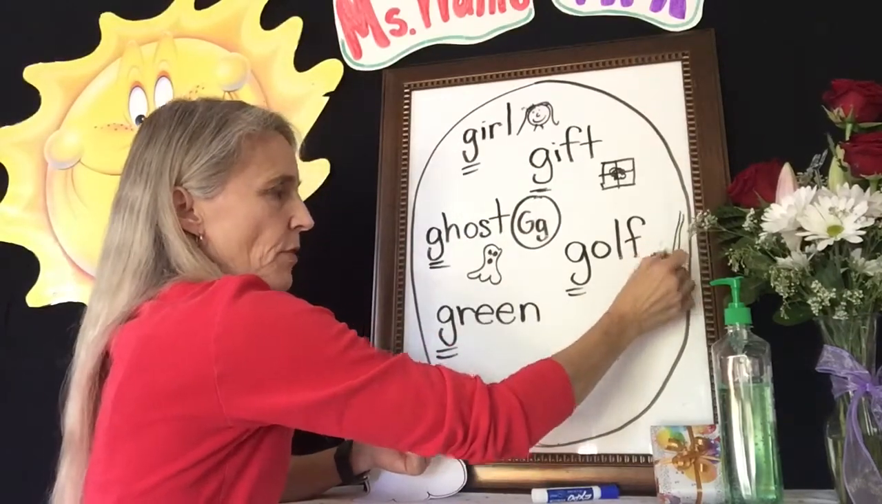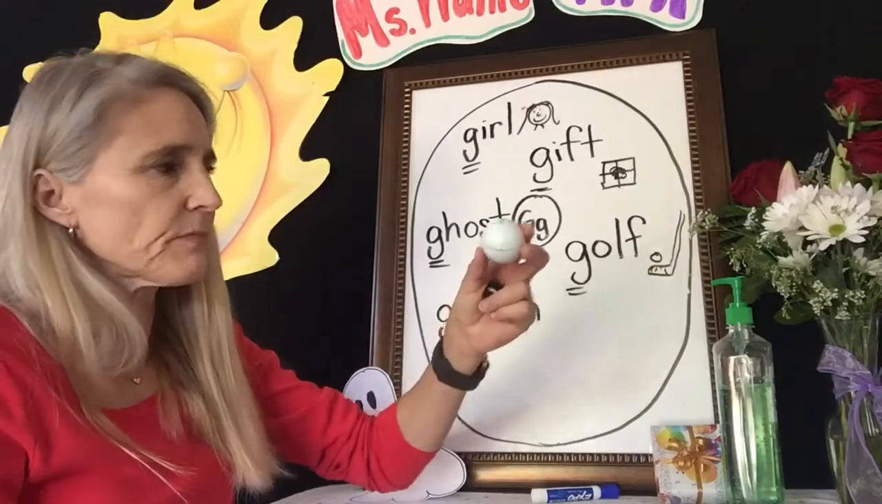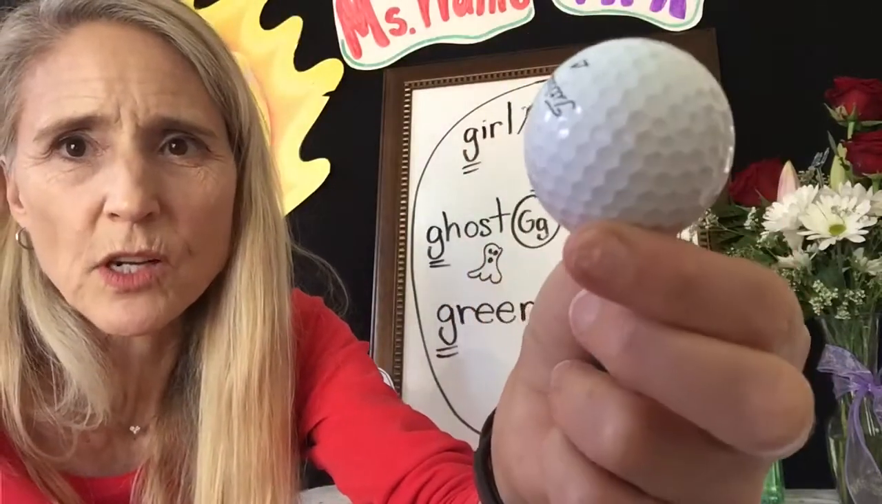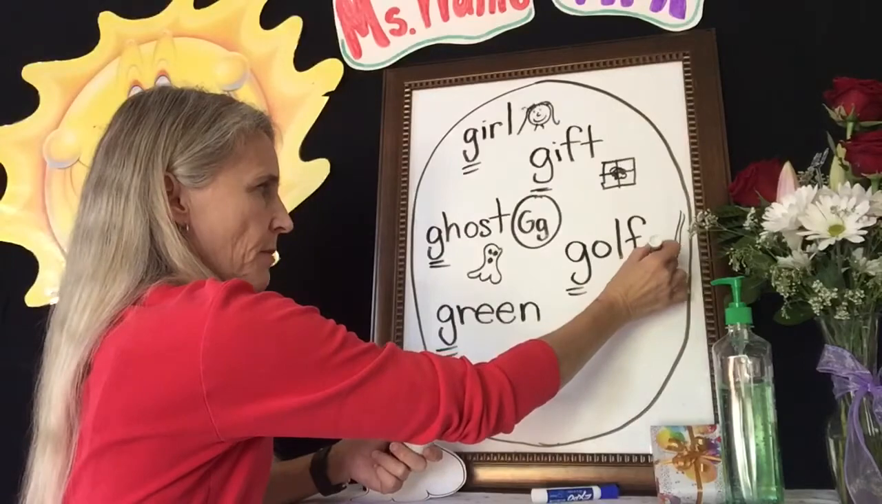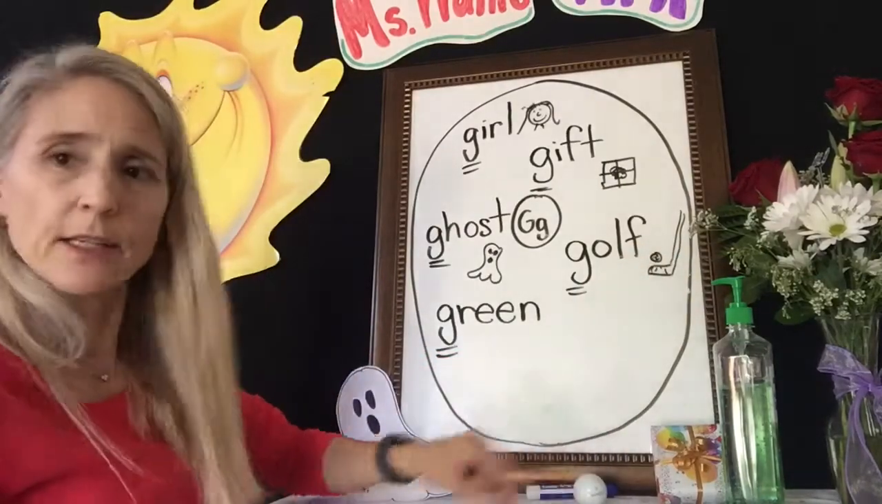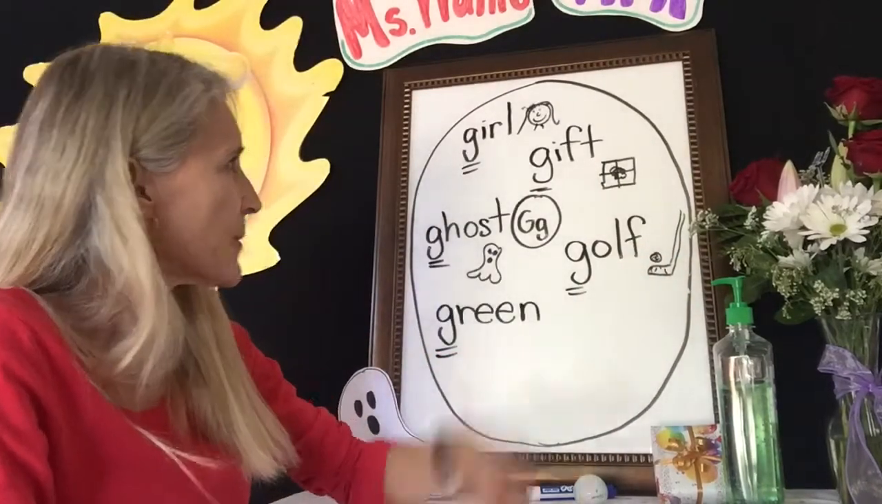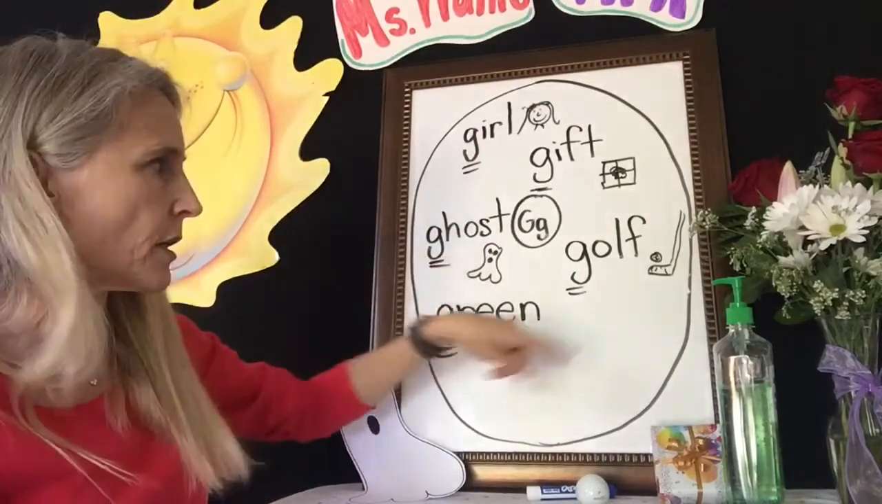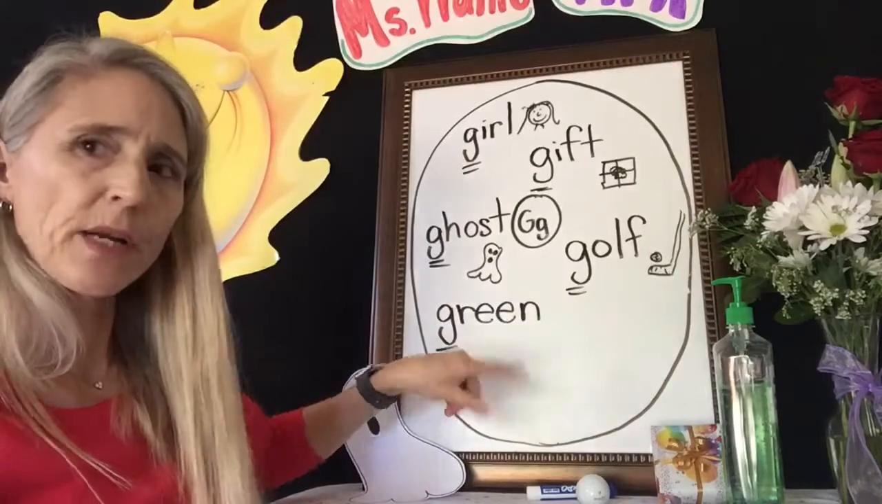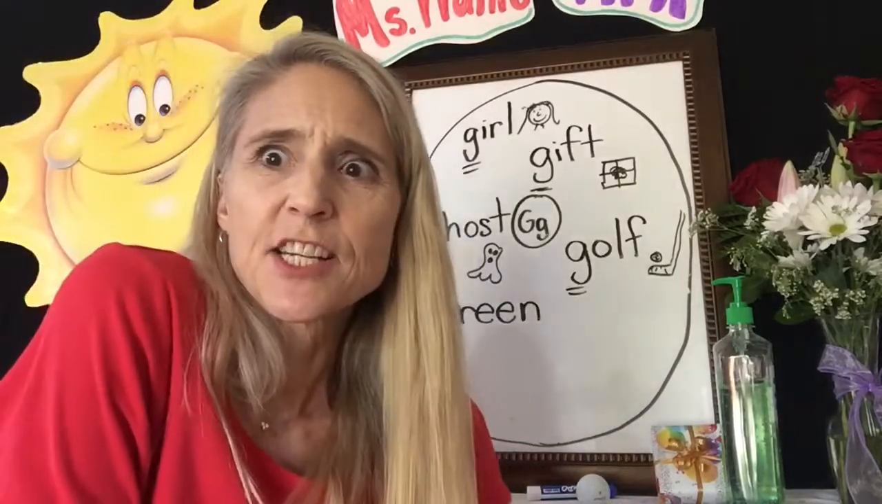You guys seen that before? Have you guys played golf before? Yeah, it has little dimples all over. Those little indentations are called dimples. So you can make some little dots on your ball, maybe. Golf. Okay. Let's see. We got girl, gift, ghost, golf, green.